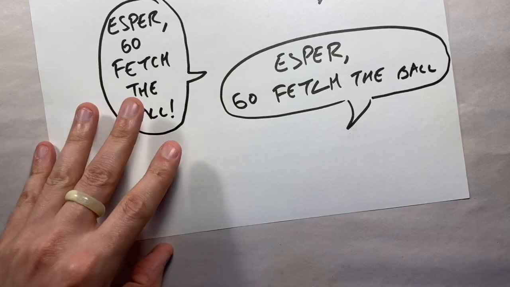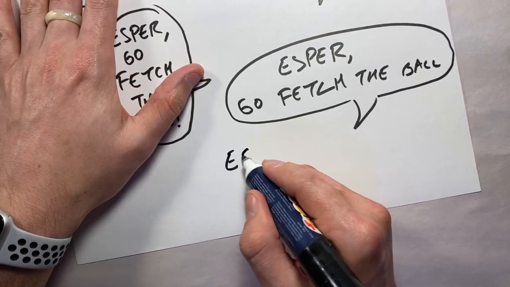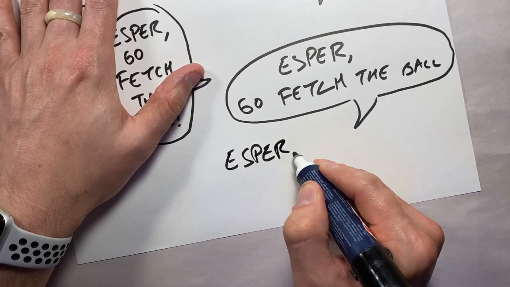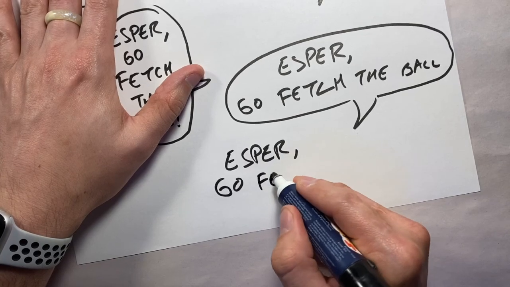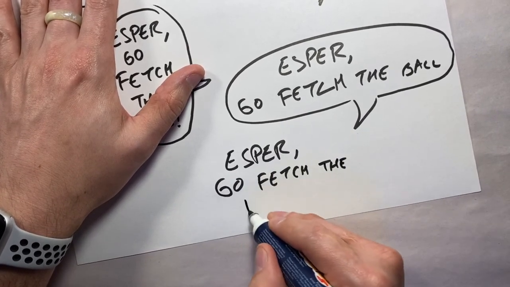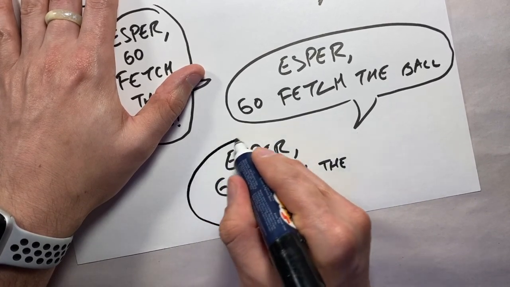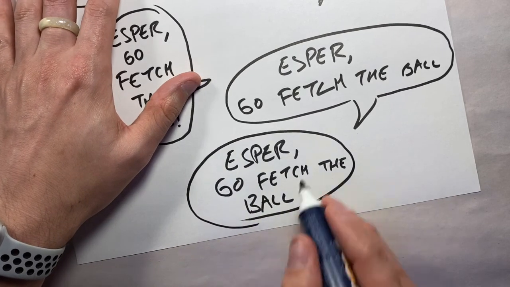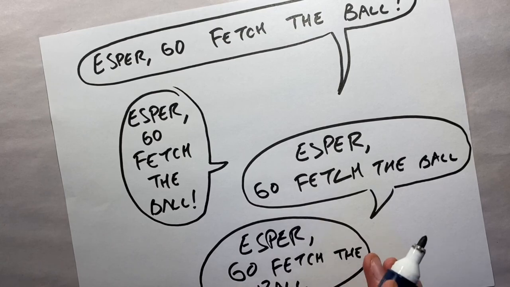So the best one that we can go with would be a line like Esper, go fetch the ball. This is one that will be balanced perfectly in the middle and will be the easiest for the reader to read and experience.